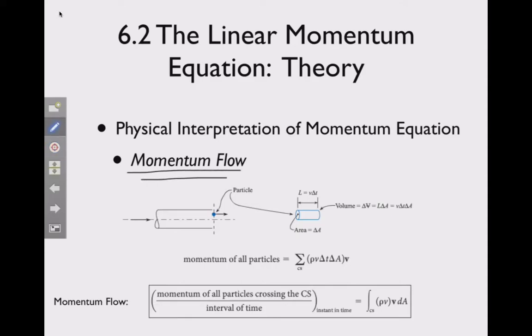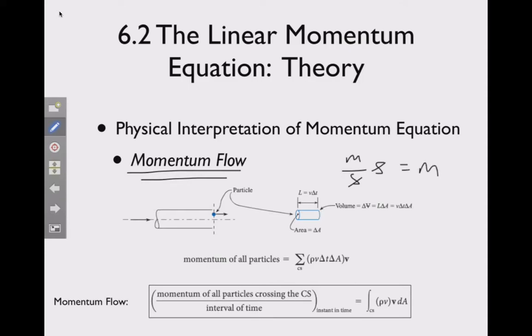So what's the physical interpretation of these terms? We're talking about the far right term first. If we look at a particle here and we watch it cross this vertical dashed line, which might be a control surface, and we track it for a certain amount of time, the length of that particle is just the velocity times the time. Remember that velocity is in meters per second and time is in seconds, so this gives us a length.